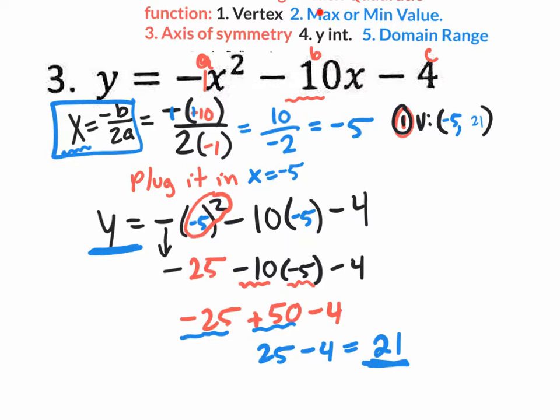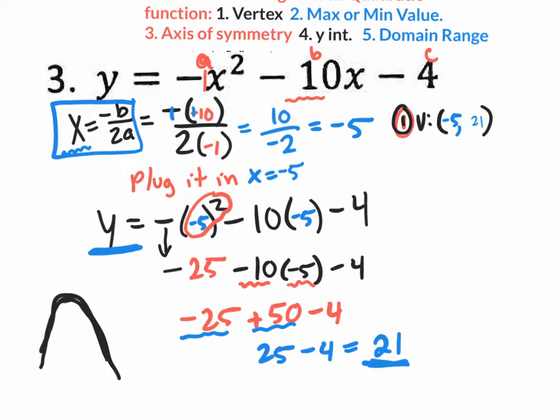Do we have a maximum or minimum value? Well, the question is, does this parabola open down, which would give you a maximum, or does it open up, which would give you a minimum? It opens down. The a value is negative. So imagine a parabola that opens down. That would look something like this, right? Oh, that is disgusting. I'm sorry.